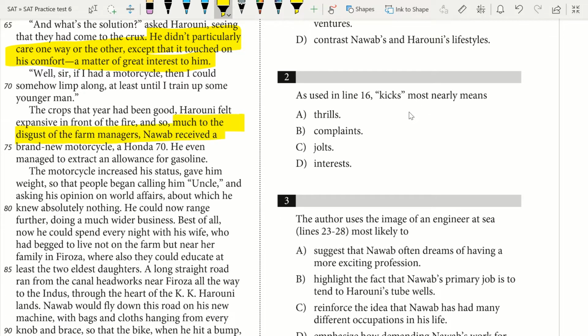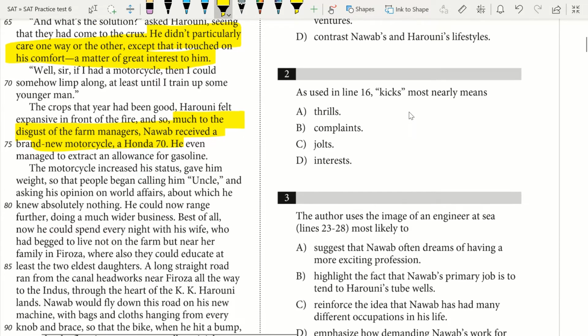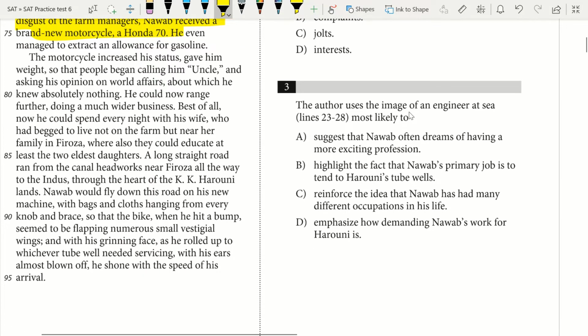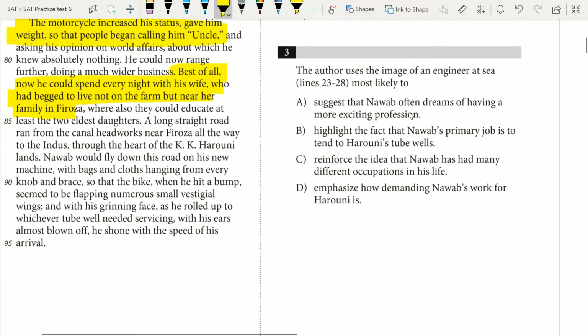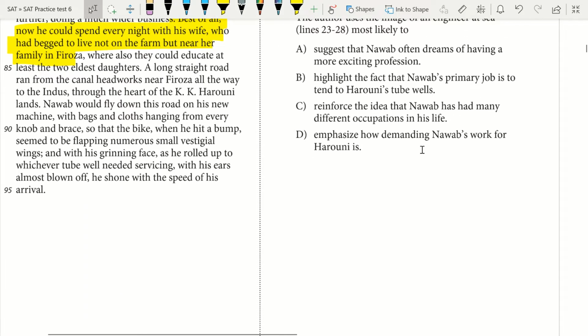Nawab received a brand new motorcycle, a Honda 70. He even managed to extract an allowance for gasoline. The motorcycle increased his status, gave him weight, so that people began calling him uncle, and asking his opinion on world affairs about which he knew absolutely nothing. He could now range further, doing a much wider business. Best of all, he could spend every night with his wife, who had begged to live not on the farm but near her family in Firoza, where also they could educate at least the two eldest daughters.